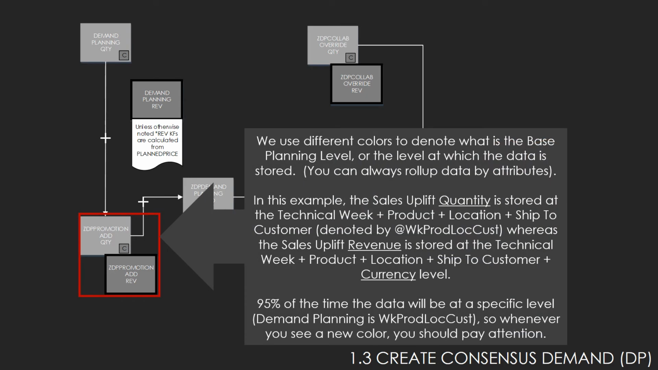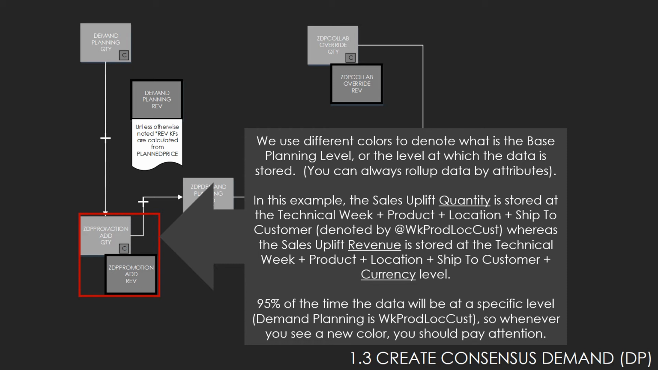We use different colors to denote what is the base planning level, or the level at which the data is stored. You can always roll up data by attributes. In this example, the sales uplift quantity is stored at the technical week, product, location, ship to, customer, denoted by at week prod locust, whereas the sales uplift revenue is stored at the technical week, product, location, ship to customer, and currency level.